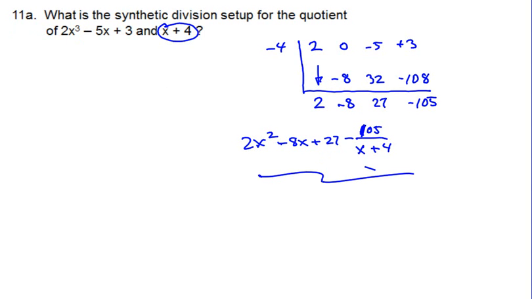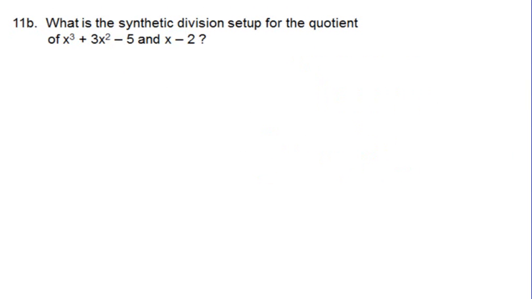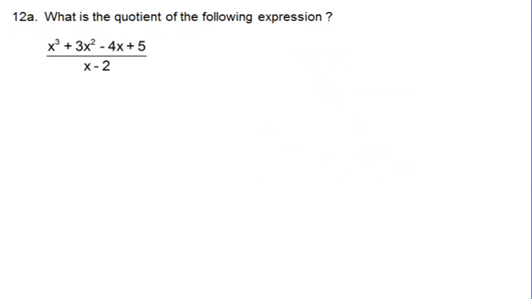Okay, that's number 11a. And then you have 11b, which is similar to 11a. Get the right synthetic division setup. Then we have 12a. What is the quotient of the following expression? Well, I worked out problem 11, so this is going to be very similar. If we create a synthetic division bracket, our 0 is going to be 2, so I'm going to put 2 right here. And then the coefficients of the polynomial, we have 1x cubed plus 3x squared minus 4x plus 5.